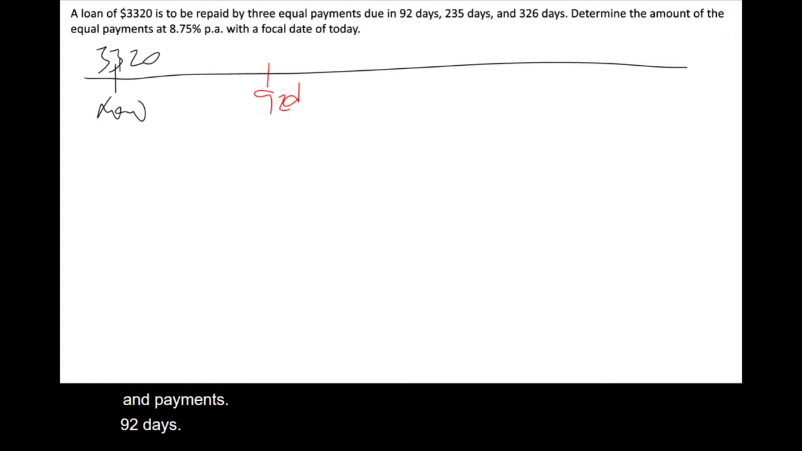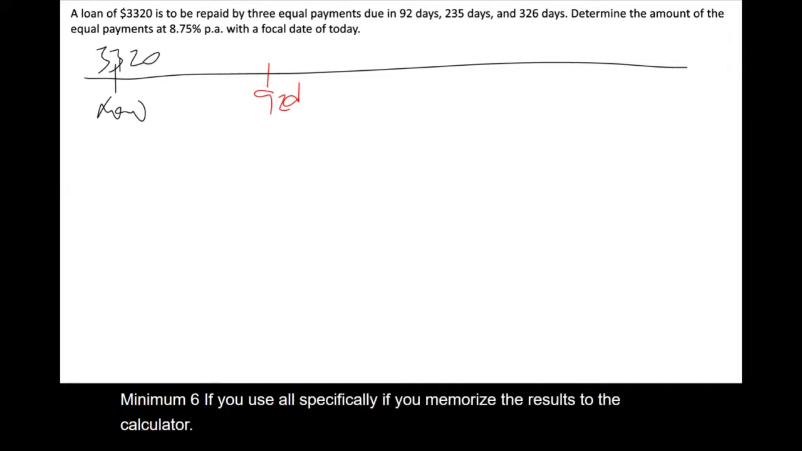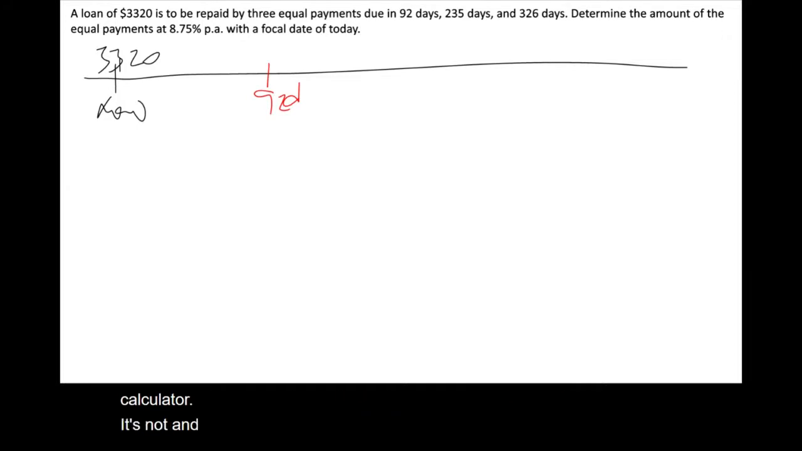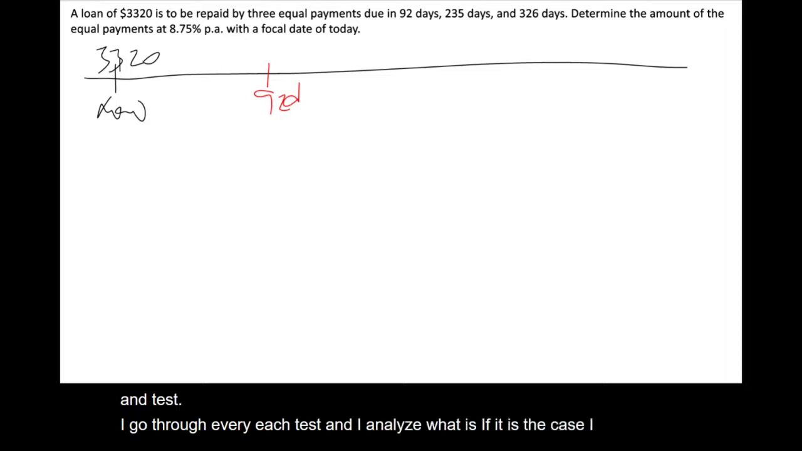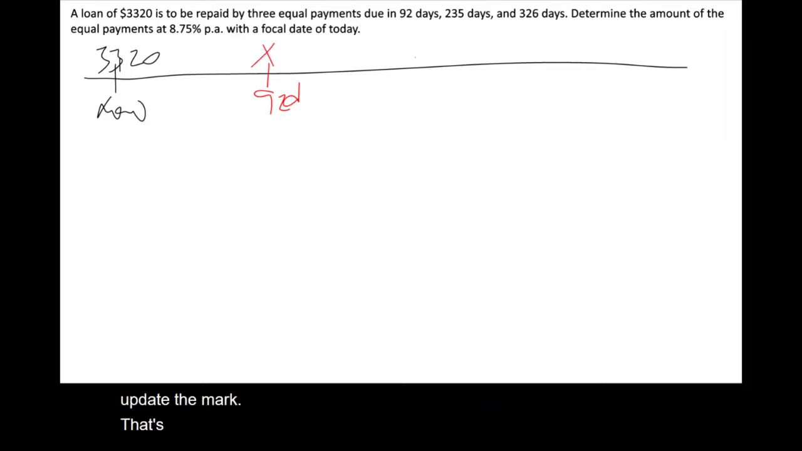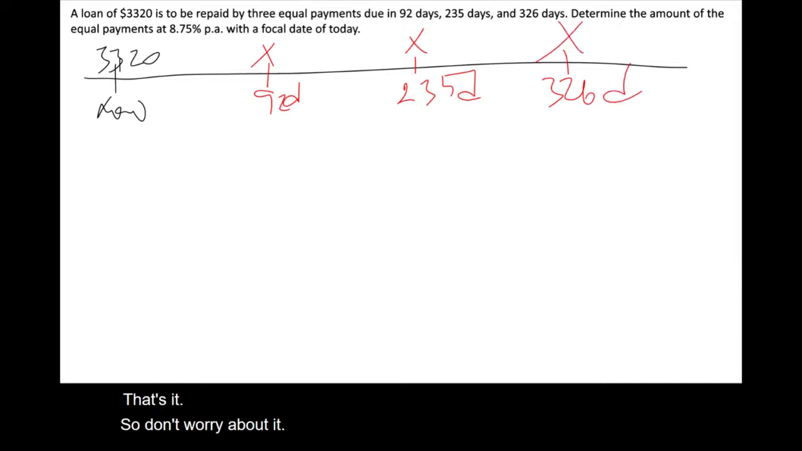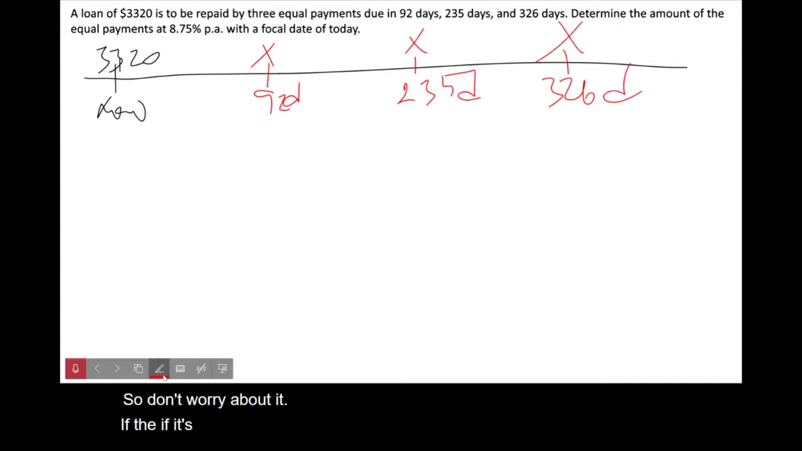Well, use, guys, minimum 6. If you specifically memorize results to the calculator, it's not an issue. And again, if you have a few pennies difference between your answer and the test, I go through each test and I analyze what it is. If it is the case, I just update the mark. That's it. So don't worry about it. If it's a difference, it will be very minimal.